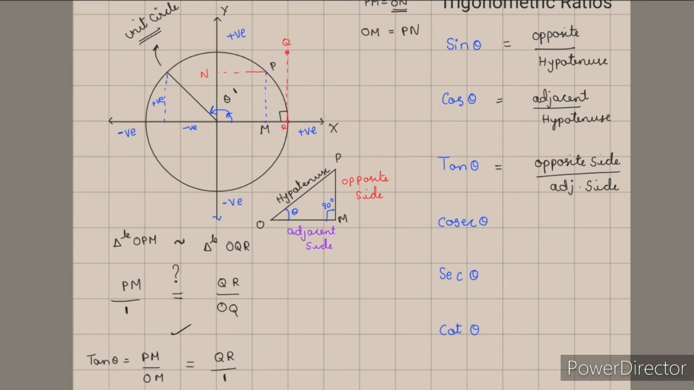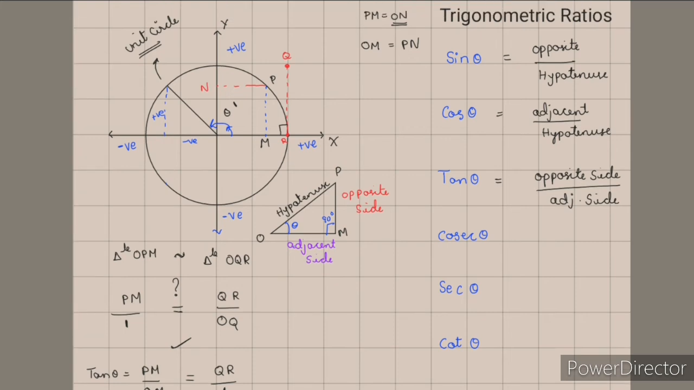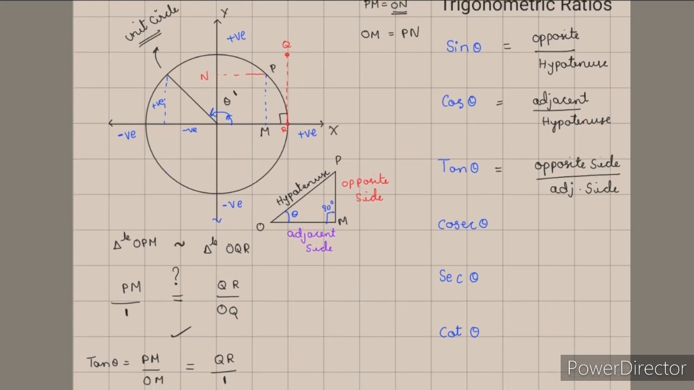So tan theta is negative in the second and fourth quadrant. Sin theta is positive in the first quadrant and second quadrant, and cos theta is positive in the first quadrant and fourth quadrant, whereas tan theta is positive in the first quadrant and third quadrant, because in the third quadrant negative by negative gives positive, whereas in the first quadrant positive by positive gives positive.